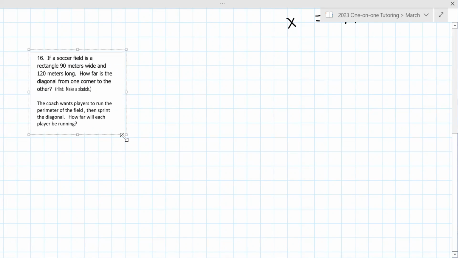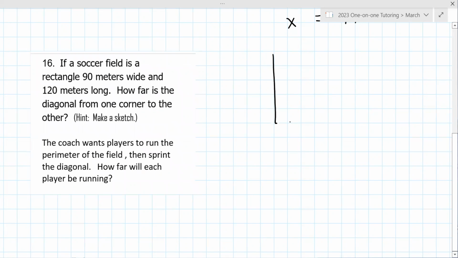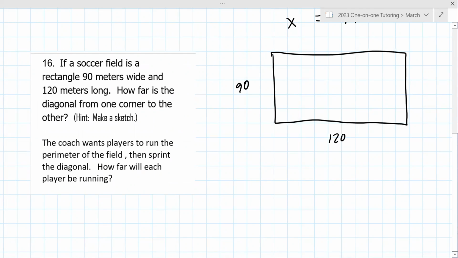All right, it's number 16 here. You want to draw a picture for this, even if it doesn't have to be to scale or anything like that. So 90 meters wide, 120 meters long, and the diagonal, I'm just arbitrarily choosing that. So it just so happens that the other side here is also 90, and this is a right triangle.